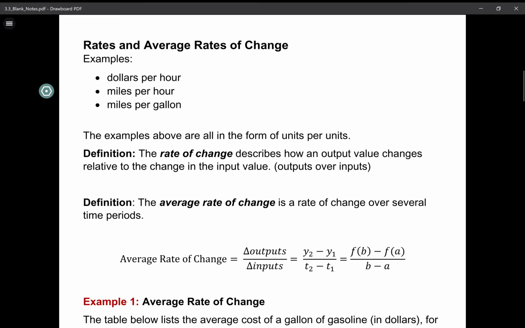So the first thing we're going to talk about are rates and average rates of change. Examples of rates of change that you come across in your everyday life are dollars per hour, miles per gallon, miles per hour. All those are examples of units per other units. So the rate of change describes how the output value changes in relation to the input values. So the change in output over the change in input.